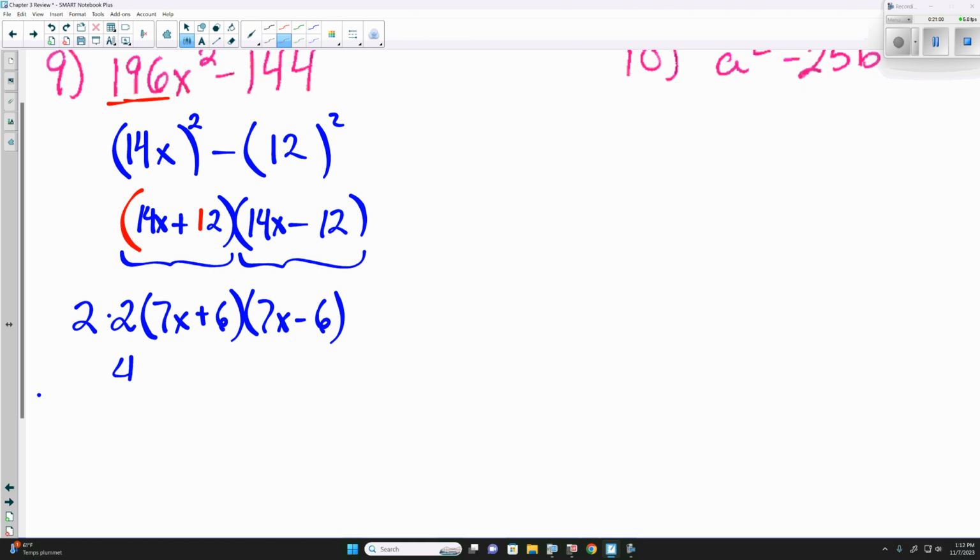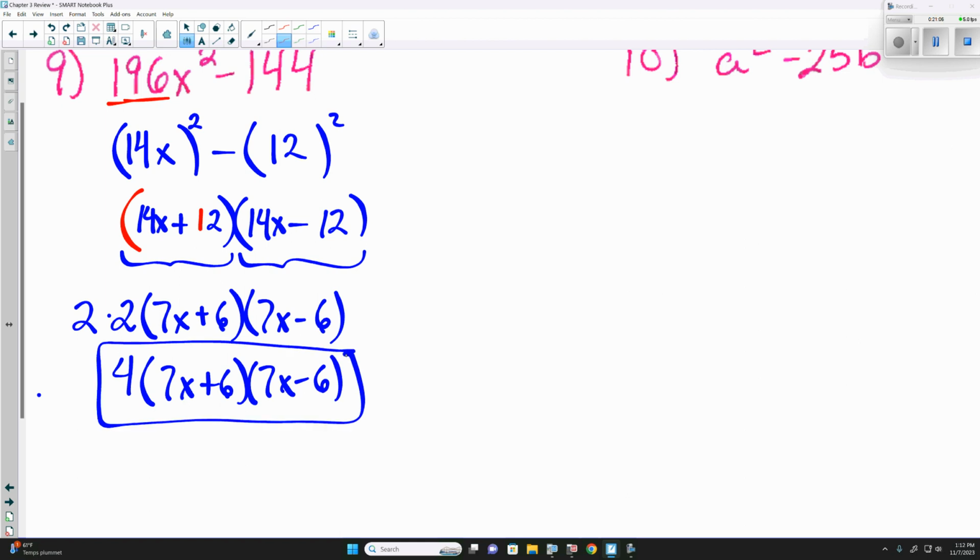Well, 2 times 2 is 4. I will take this or this. I will take either one. On the ACT, if it does ask you to factor 196x squared minus 144 completely, it's looking for the bottom one. Because since we factored a 2 out of both, those two factors of 2 are out front, and our 2 times 2 gives us 4.